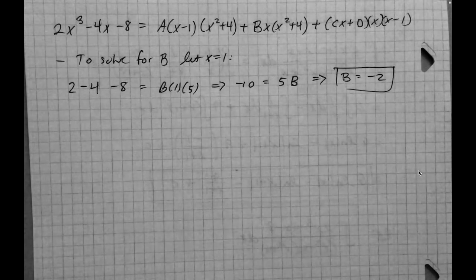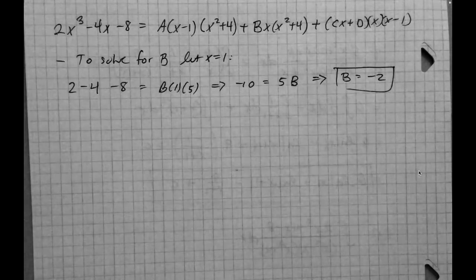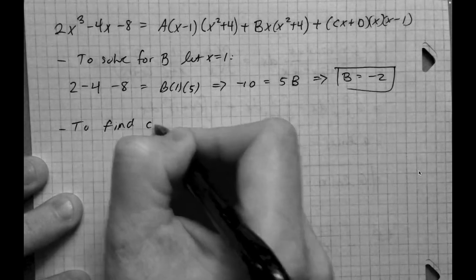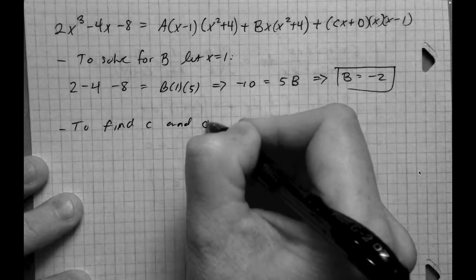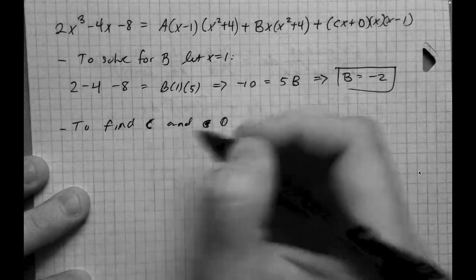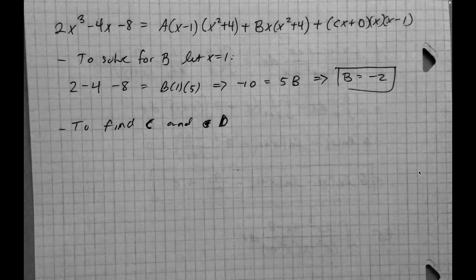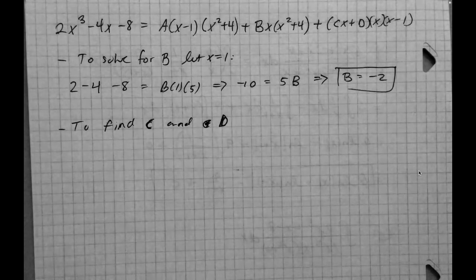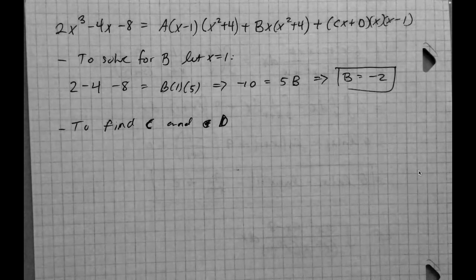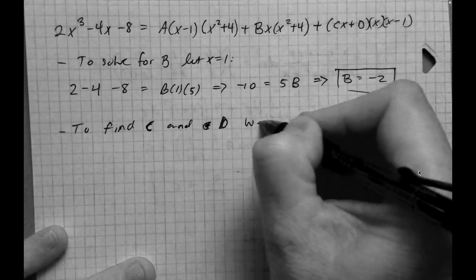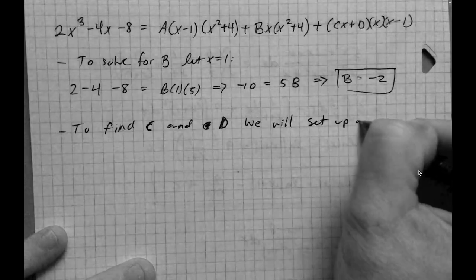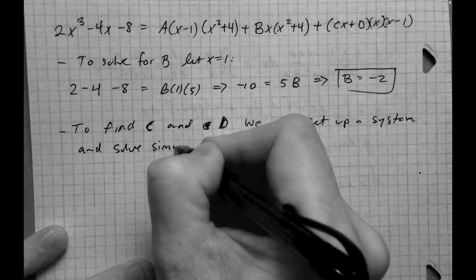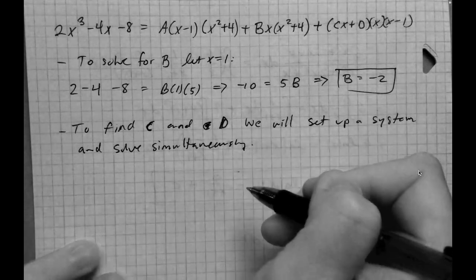All right. Now, what about c and d? To find c and d, what we'll need to do is set up a system and solve simultaneously, right? So to find c and d, we will set up a system and solve simultaneously. Okay, and so how will we do that?